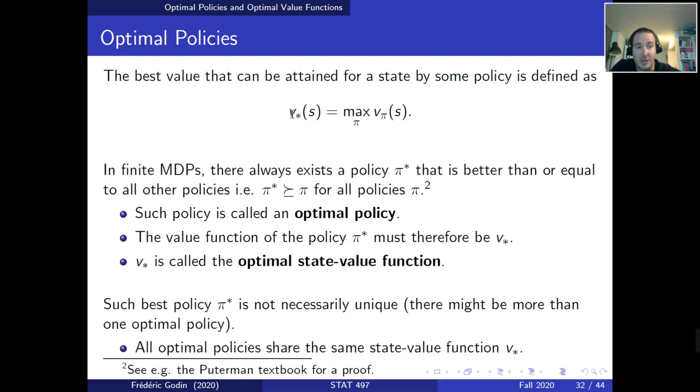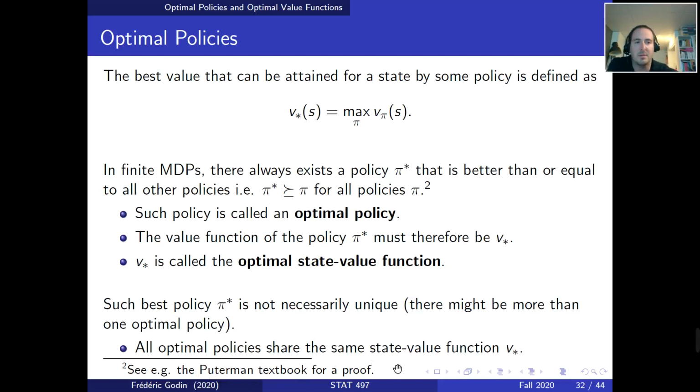It can be shown, and proofs are not given here. If you're interested in proving all these results, you could refer to the Puterman book, for which I gave the reference. This book is a dynamic programming book, but it has all the formal proofs for all these results. If you're interested in digging deeper in this topic, I highly recommend that book.